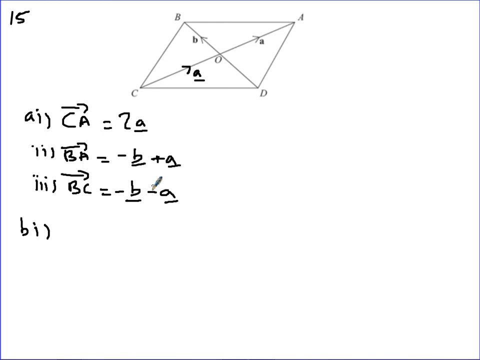b part 1. X is the point such that OX is 2a minus b. So what I need to do is draw that roughly. So 2a, so another a up there, and then minus b. So the movement down there is minus b. So that point there is X. Find an expression in a and b for AX. So AX is here. Because I've drawn it, I've made it very easy for me to write down what that is. So AX is simply going to be another a and then minus b.